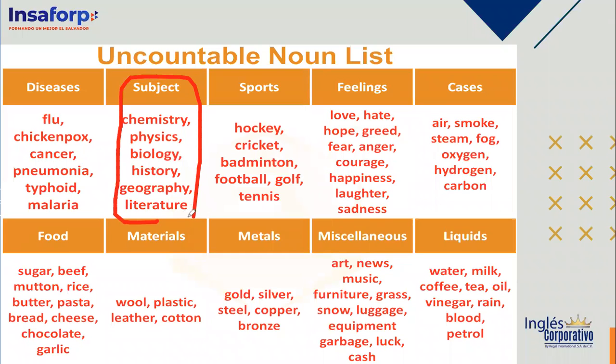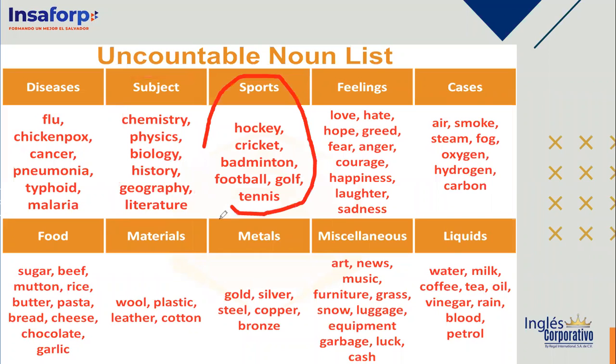For subjects, you also have sports. Alexandra, read the options for sports. Hockey, cricket, badminton, football, golf, tennis. Okay, so you cannot say two crickets, two hockeys, two badminton. It is incorrect. Okay?